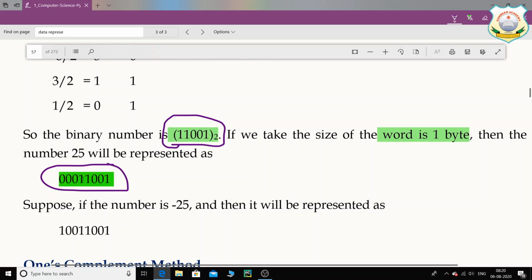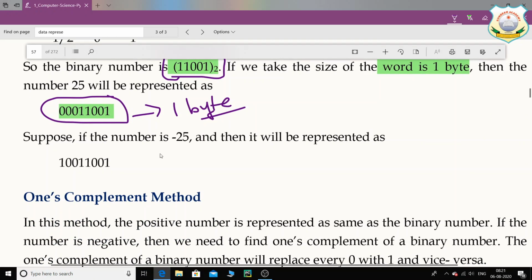We can see the same number 11001: 1, 2, 3, 4, 5. These are 5 bits, and I've added 3 more, so this becomes 1 byte. The technique I used is prefixing the number with 3 zeros. So this is now completely 8 bits, which is 1 byte, isn't it, children? Suppose the number is minus 25, while if it is 25, it will be represented like this. What difference do you find between these two numbers?